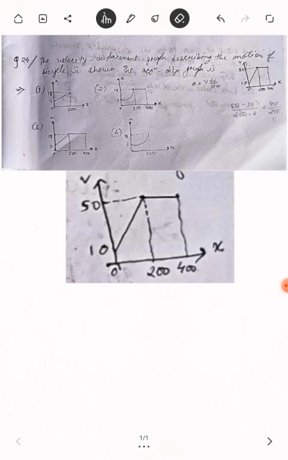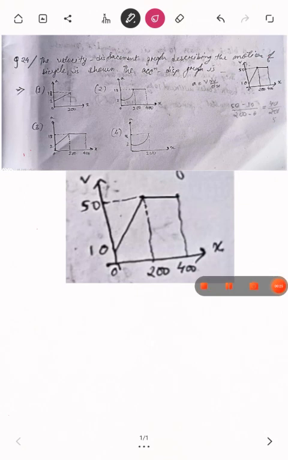Here the velocity displacement graph describing the motion of a bicycle is shown. Sorry, it is not a velocity time graph, it is a velocity displacement graph. We need to find the acceleration displacement graph. Here there is a twist.